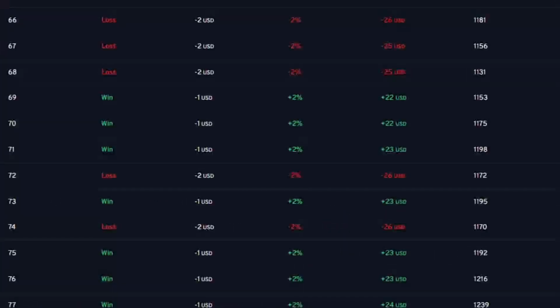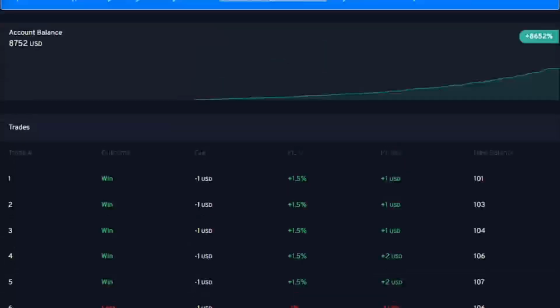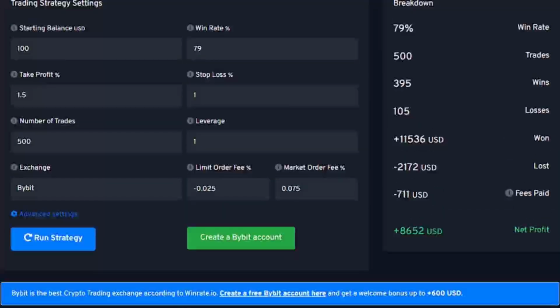As you can see, the results are mind-blowing. Of course, by no means does it mean the real-time results would be the same due to spreads, fees, and other parameters like your emotions and even fundamentals. But this is just a glimpse of how accurate and useful the strategy is.